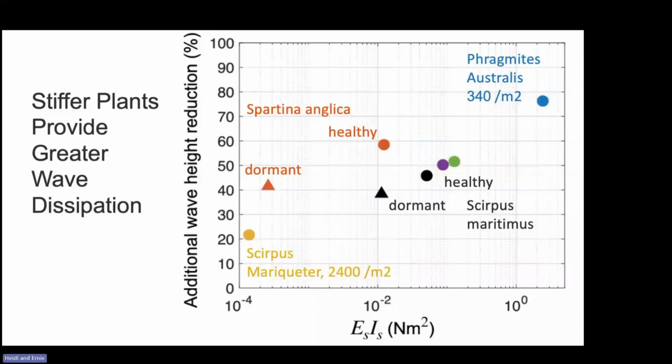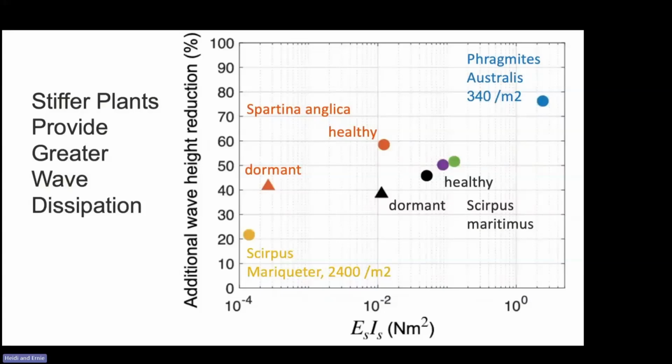Finally, for two of the species, we included both the live and dormant or winter states of the plant. For example, consider Spartina anglica, shown with the orange points. The live or healthy state, which is the circle, is stiffer and offers significantly more wave dissipation benefit compared to the dormant state. This highlights the need for more field observations to characterize the variation in plant characteristics over the seasonal growth cycle. In particular, most ecological data that's available is done at the peak growth point, which is the greatest benefit you'll get for wave dissipation.